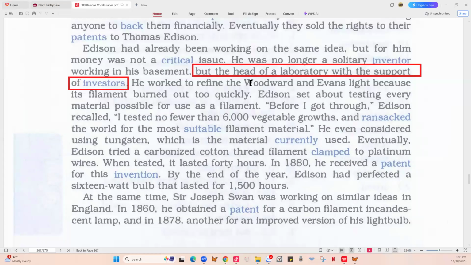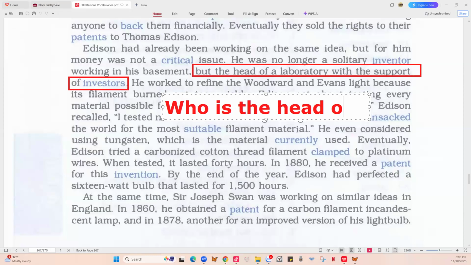The head of laboratory. Edison is the head of a laboratory. Yes, but what is that position? Who is he? If people call him a head of a laboratory, who is he? Edison is the inventor, and he is the head of laboratory. Instead of using the word the head of, who is the head? Who is the head of the laboratory?